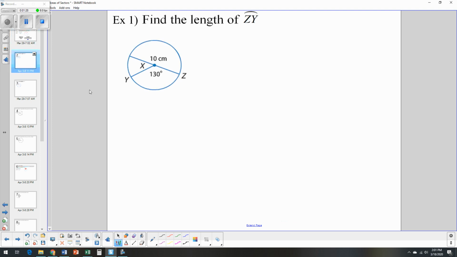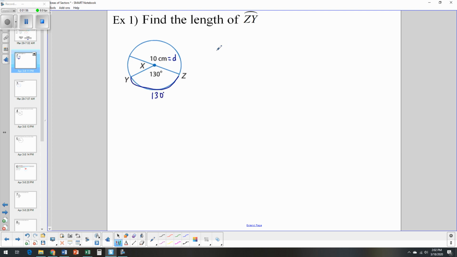So in our first example here, they want us to find the length of arc ZY. So that's this arc right here, which I know is 130 degrees. That's the central angle that forms it. And this 10, because it's in the center of the diameter, is actually d. It's not r. If they only put the measurement over here, that would mean it was the radius. But because it was by the center, it is the diameter.